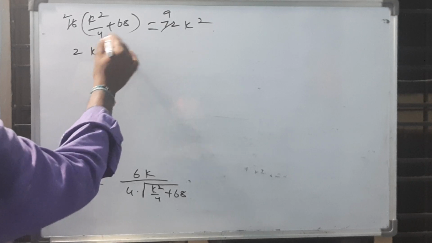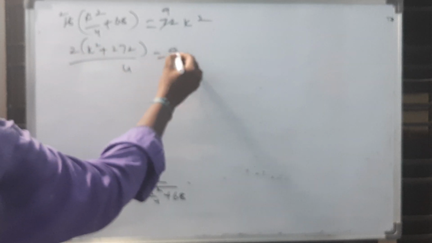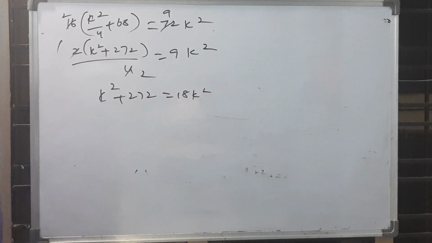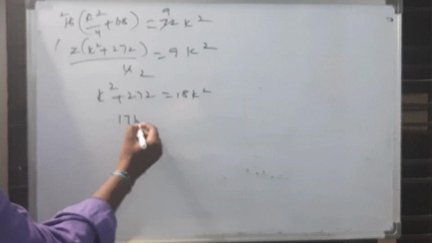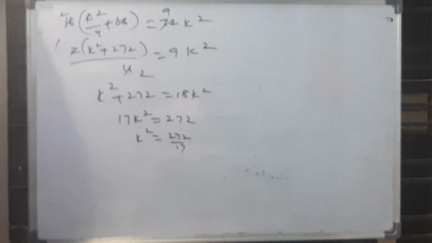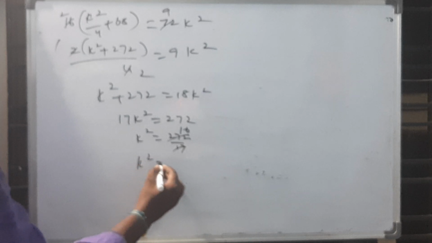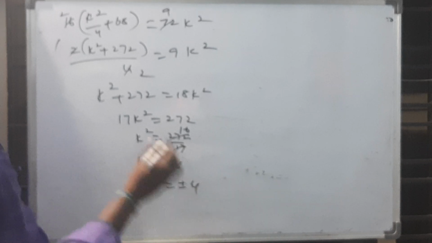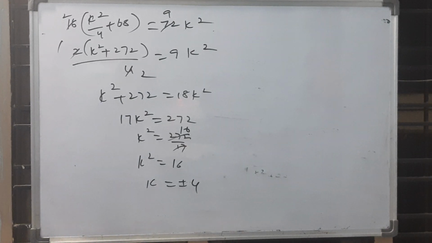That means 2 into k square, take LCM, 68 into 4 is 272, by 4, is equal to 9k square. So 2 1s are 2, 2 2s get cancelled. k square plus 272 is equal to 18 k square. Send 18 k square this side, k square that side. 18k square minus k square is 17k square. 17k square equal to 272. So k square equal to 272 by 17. 17 ones are 17, 16 will come. k square is equal to 16. k equal to plus or minus 4. So plus or minus root 16 is plus or minus 4.